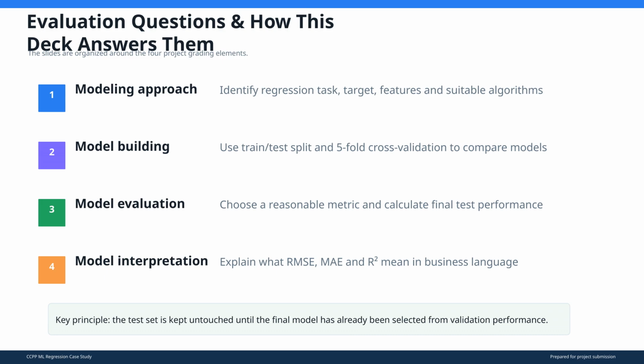The exercise is evaluated in 4 areas. First, the modeling approach must correctly identify the task, target, features, and possible algorithms. Second, model building must compare at least 2 alternatives using validation. Third, the selected model must be evaluated on a separate test set using a reasonable metric. Finally, the model results must be interpreted clearly in practical language. A key rule is that the test set remains untouched during model selection.